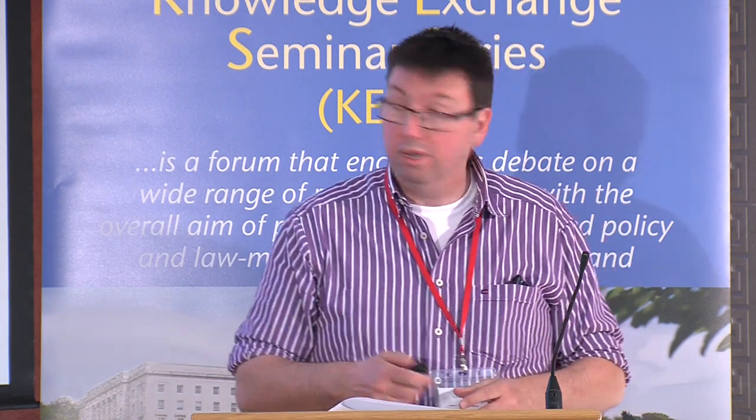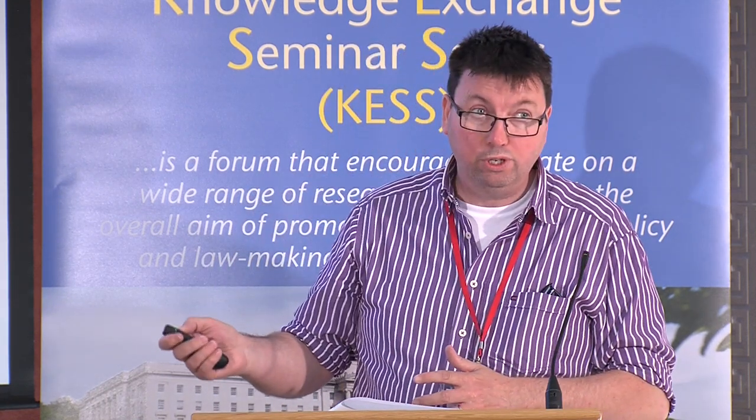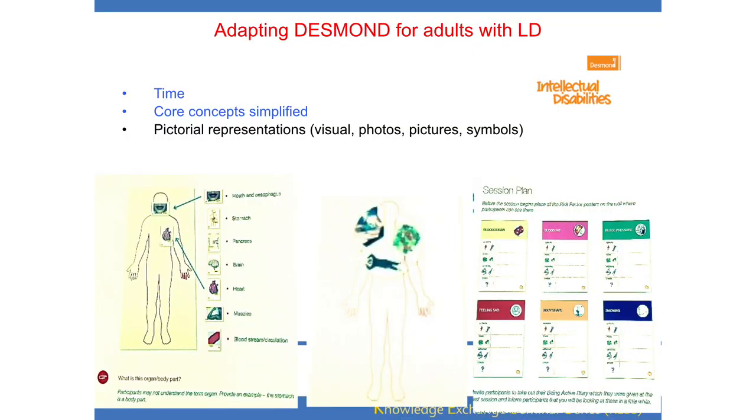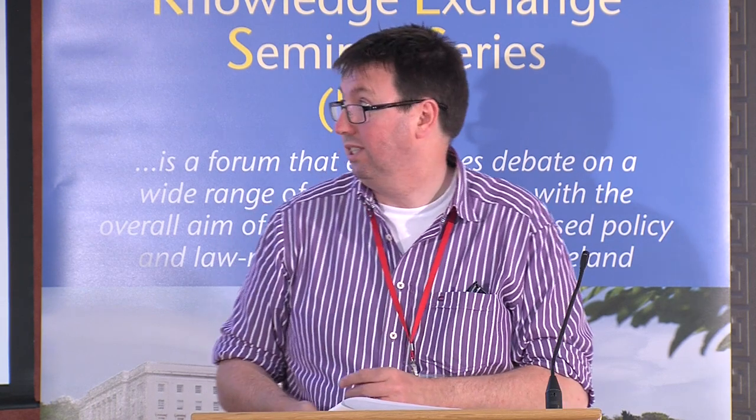Then we need to think about how we represented the core concepts, the aims and objectives, and how we broke it down. And we very much used pictorial representations, visual aids, photographs, pictures and symbols. And we made sure that when we developed those, we always presented them to the people with learning disability. And then they agreed that this was the right picture and the right term to use. And we used those through all the 6 sessions.